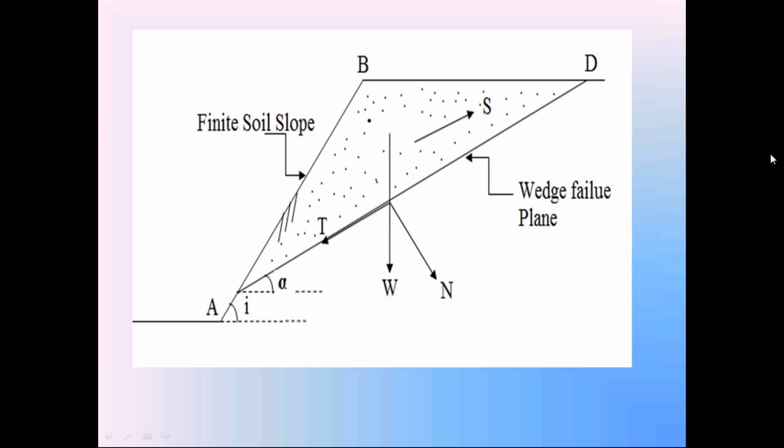So this is entirely office work. In the office, the civil engineer prepares the plan on the graph sheet. Then by considering different failure planes in the graph sheet, he will calculate the factor of safety of the finite soil slope. Then among those factors of safety, the minimum factor of safety is the critical failure surface of that particular structure.